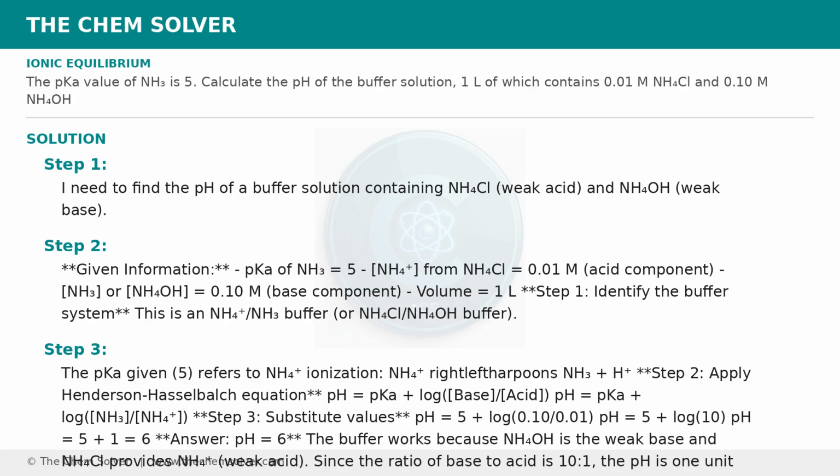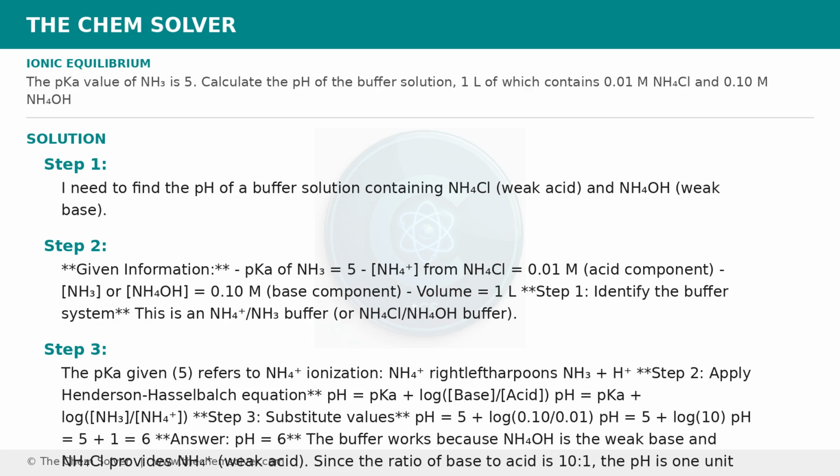pH equals 5 plus log 0.10 over 0.01. pH equals 5 plus log 10. pH equals 5 plus 1 equals 6. Answer: pH equals 6.